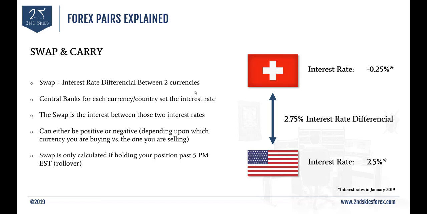But if I hold the trade past 5 p.m. New York time, I'm going to pay that interest rate differential. And so it can be negative: if I'm buying the Swiss franc, then I would be paying 2.75% interest on that transaction per day. However, if I believe the US dollar is going to gain in value versus the Swiss franc, then I would be buying the US dollar, and therefore I'm gaining the positive interest because I'm buying the currency with the higher interest rate. So every single day that I hold that trade past 5 p.m. New York, I am gaining interest rate carry or swap. So this is how you can make two incomes when trading Forex. You can make an income on the direction of the trade going in your favor, and you can make an income on the interest rate differential.